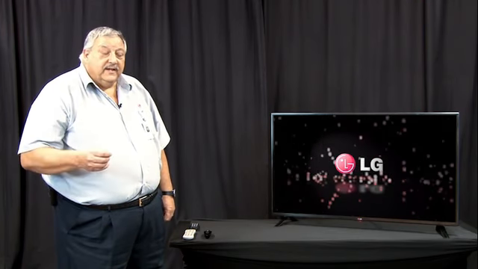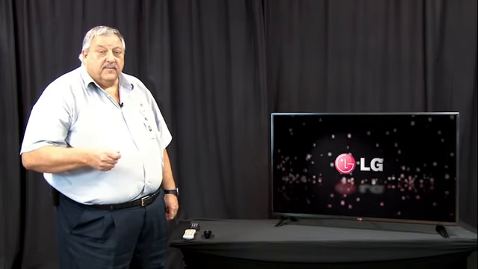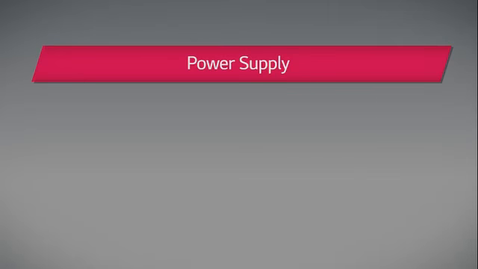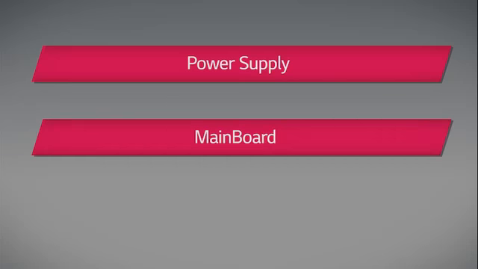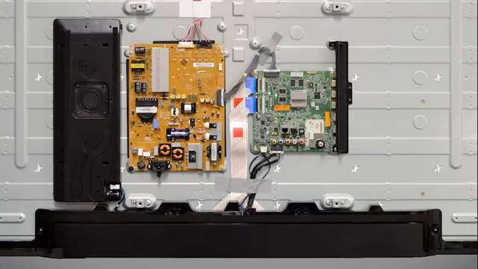We have three major components in our audio systems. The three major components are the power supply, which delivers voltage to drive the audio amp, the main board, which processes the audio and also has the audio amp on it, and the speakers. The secondary components are the cables that interface the power audio to the main board, and the cable interface that connects the speaker outputs from the main board to the speakers themselves.